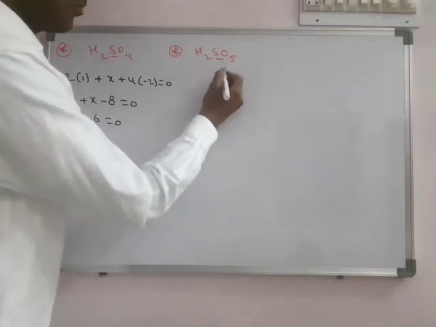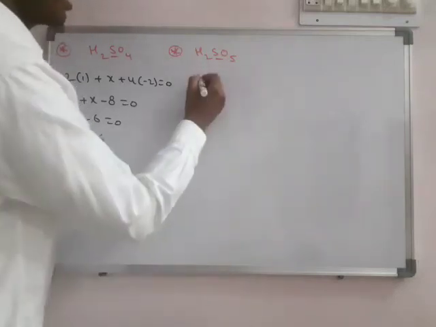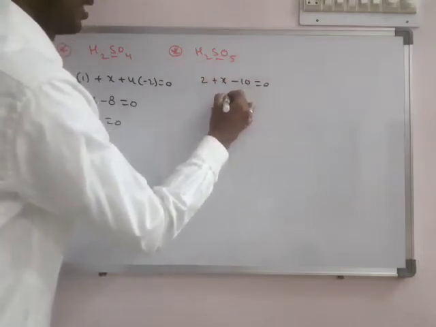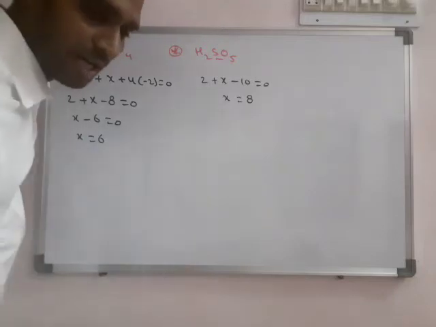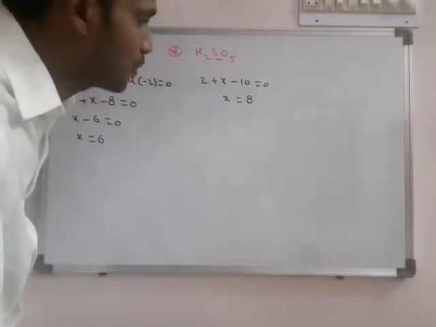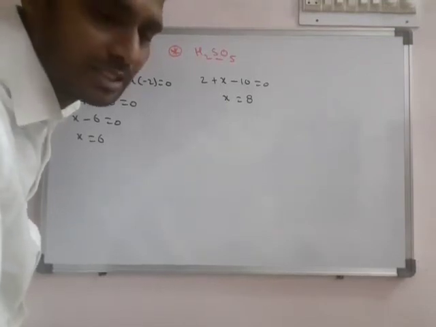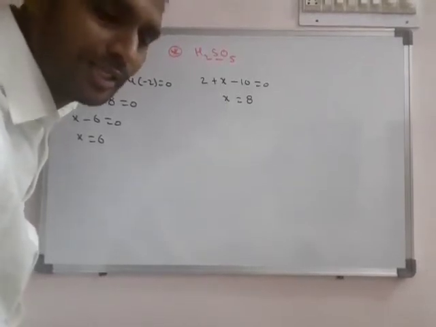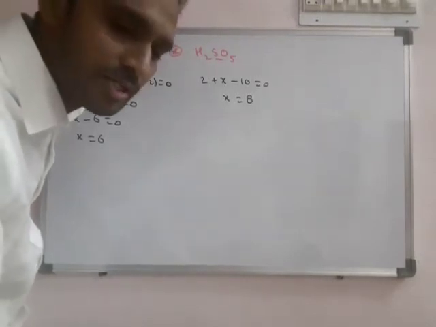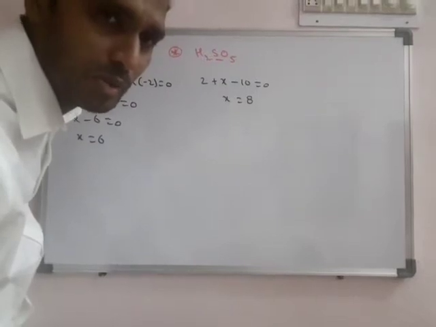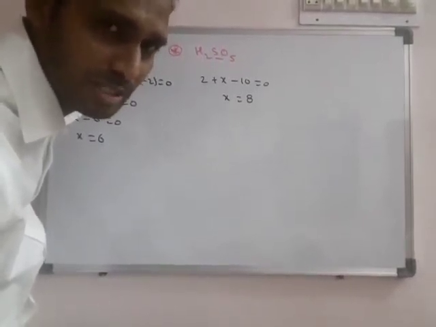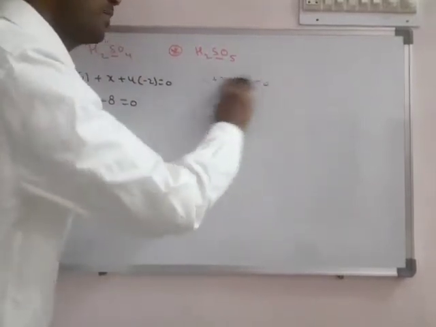But in H2SO5, for example, if we calculate in general: 2 + x + oxygen (-10), here x will get 8. But sulfur, as we see, has only 6 valence electrons. But you got 8, which means it is not correct. The sulfur oxidation state of 8 is not possible because it has only 6 electrons. It loses the 6 electrons and becomes +6. So it is not possible.